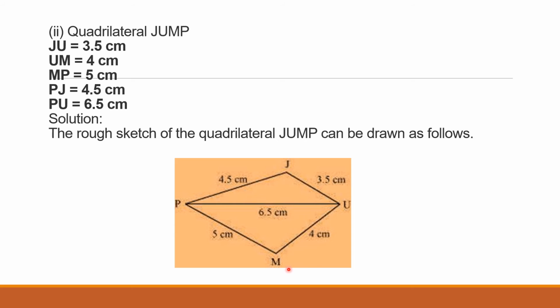From U as a center, an arc of 4. From P as a center, an arc of 5. And here I got point M. So I will join all the points, and here is our quadrilateral, that is quadrilateral JUMP.